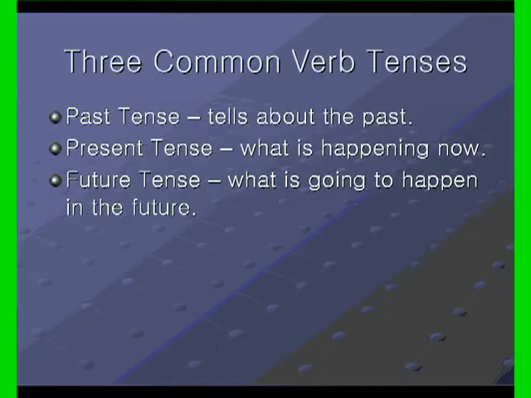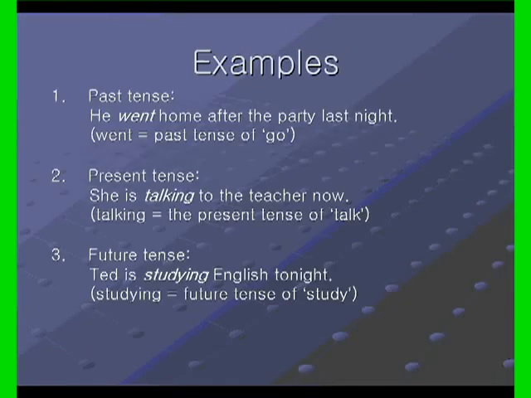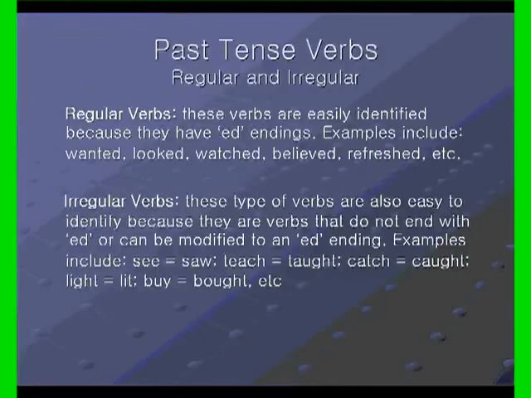They are past tense, which tells what happened in the past; the present tense, what is happening now; and the future tense, what is going to happen in the future. Examples would be past tense: he went home after the party last night, went being the past tense of go. Present tense: she is talking to the teacher now, talking, the present tense of talk. And in the future tense form: Ted is studying English tonight, studying being the future tense of studying.